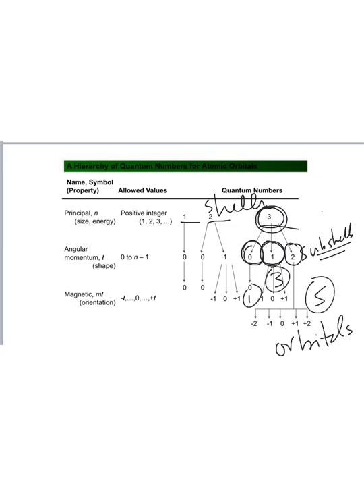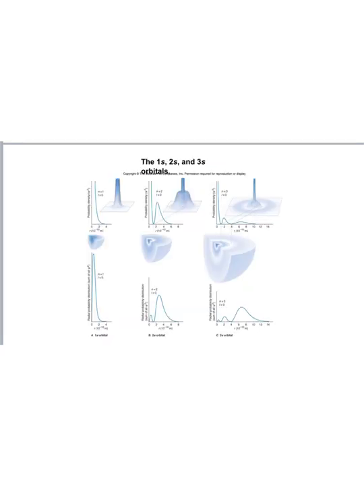You might also notice that as the shell numbers get bigger, things get more complicated. You have a lot more orbitals. Notice that there's a total of 9 orbitals in the n equals 3 shell. This will allow you to know how many electrons can fit in the shell. Things can get really complicated. I don't know if your teacher is telling you about this, but as the n values get bigger, the probability gets more complicated.